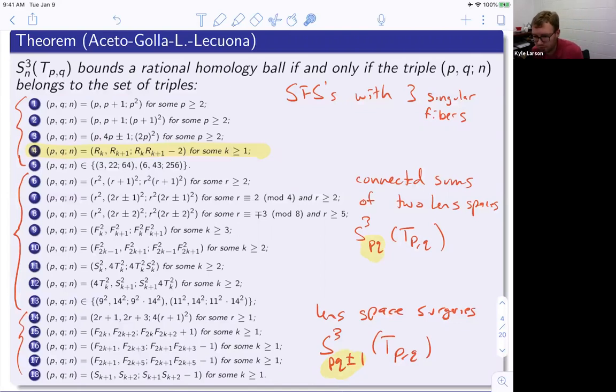So Vodun has a question. Is this the best possible presentation of the classification, or is there a better set of families?